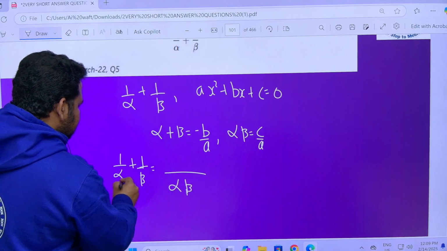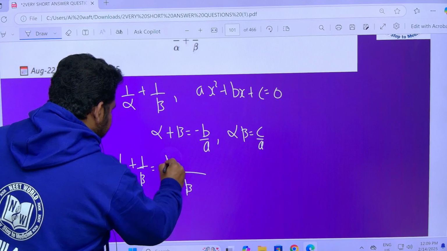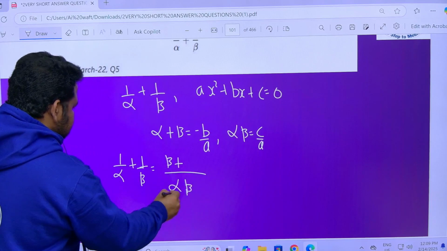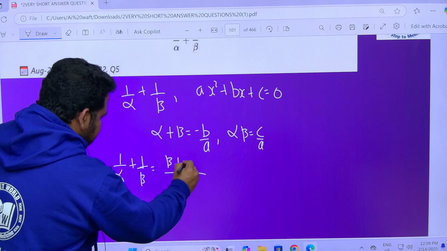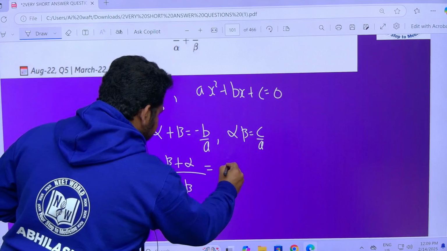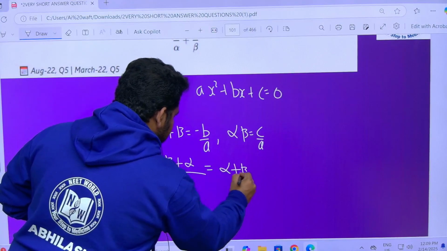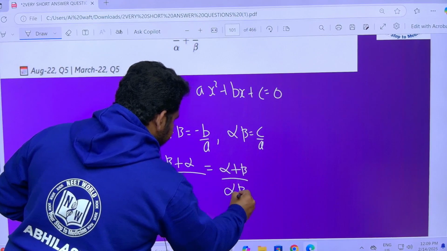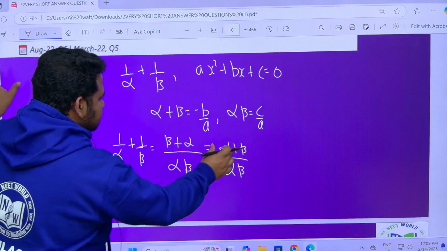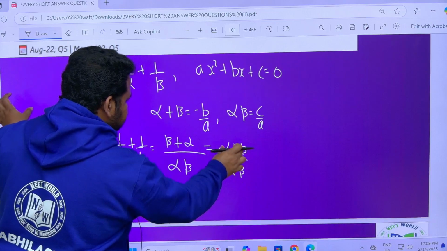This will become alpha, alpha cancels; this will become beta plus, here beta cancels, you will get alpha. So this I can rewrite as alpha plus beta divided by alpha beta. So what did we get here? Here we got sum of the roots divided by product of the roots. What is sum of the roots?